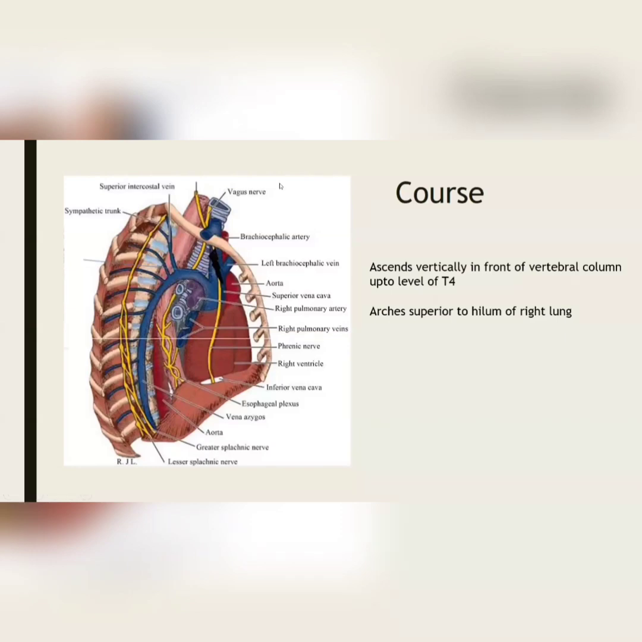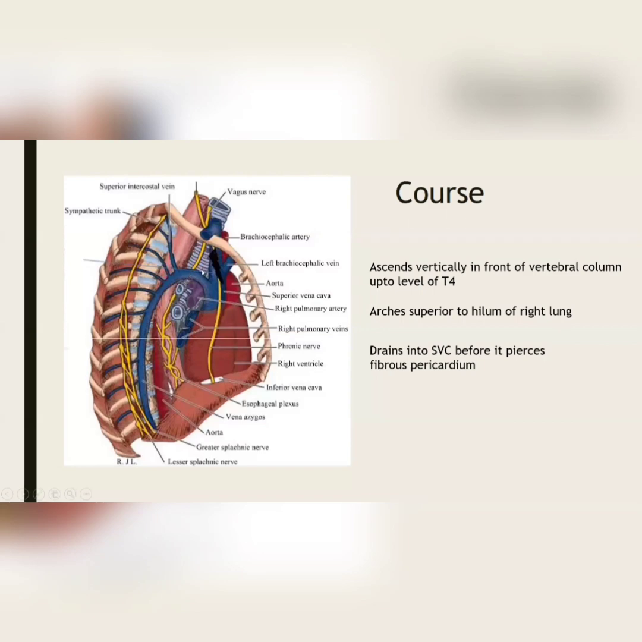Now I just want you to have a small flashback of the medial surface of the right lung. Structures related to the medial surface of the right lung. If you remember, we had learned that the right lung is related to veins mostly, and superior to the hilum of the right lung, there is the arch of azygos vein, the impression for the arch of azygos vein.